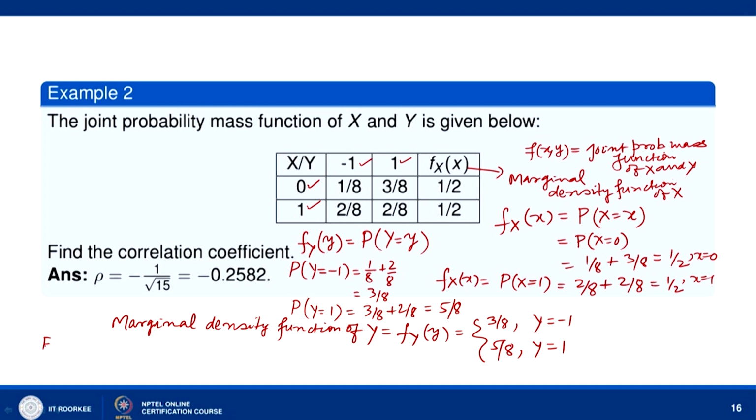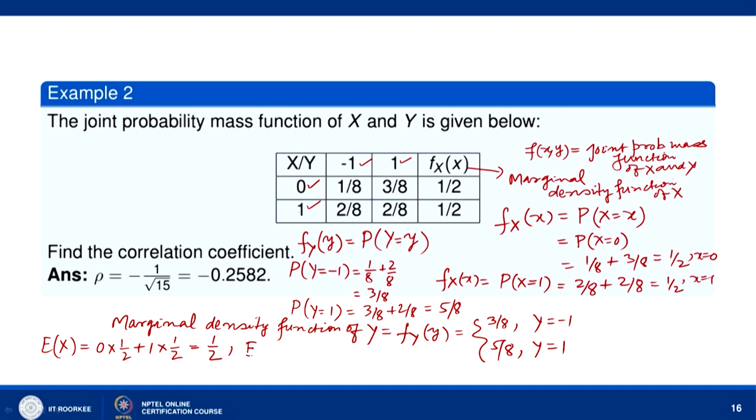So, expectation of X. Let us first find the expectation of X. It is the values of X multiplied by the corresponding probabilities. X takes the two values, 0 multiplied by its probability, and 1. So, X equal to 0 multiplied by half, plus 1 multiplied by 1/2. So, we get expectation of X equal to half.